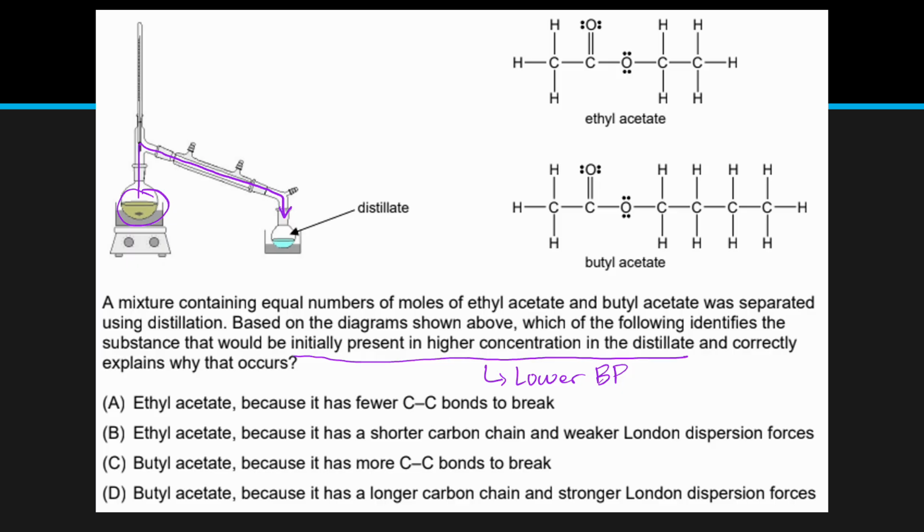So looking at these two liquids, we have ethyl acetate and butyl acetate. They have the same functional group here, but what's different is our number of carbons. So butyl acetate has more carbons, which means it has a much bigger mass than ethyl acetate. Both of these are polar molecules, which means they both have dipole-dipole forces, and they also both have LDFs.